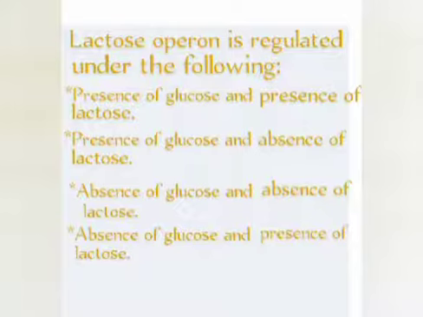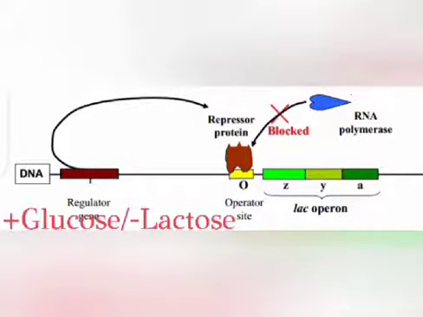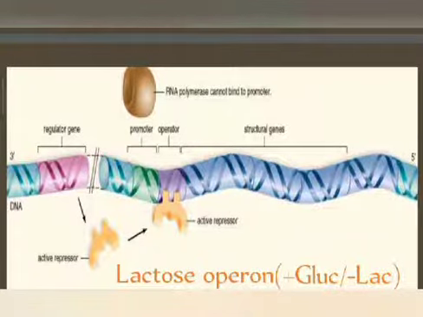Presence of glucose and absence of lactose. The absence of lactose causes the repressor protein encoded by the regulatory gene on the operon to bind to the operator sites, and the presence of glucose causes cyclic AMP level to be low. The binding of repressor protein to the operator site prevents RNA polymerase from binding to the promoter site, and therefore transcription will not occur.